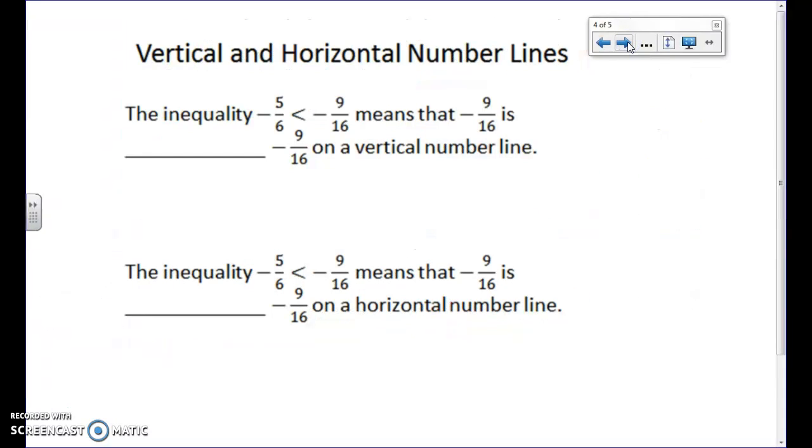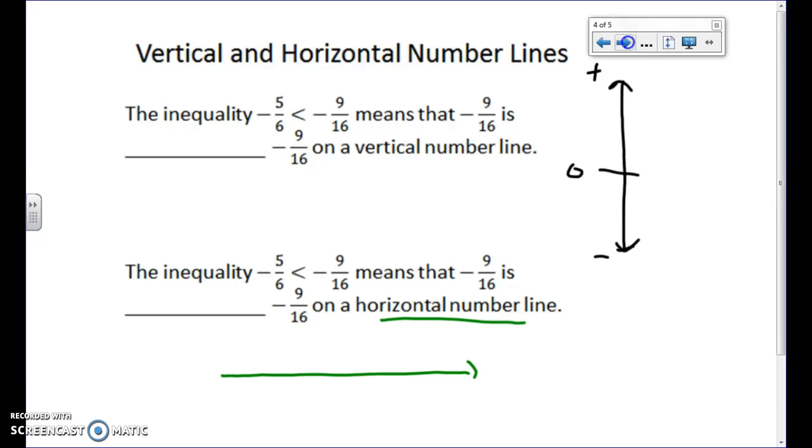Vertical and horizontal number lines. Okay, this is important. So a vertical number line, remember, we have a vertical number line. The positive numbers are towards the top and the negatives towards the bottom, so they get bigger towards the top and lower towards the bottom. On a horizontal number line, the bigger numbers are to the right and the smaller numbers are to the left.